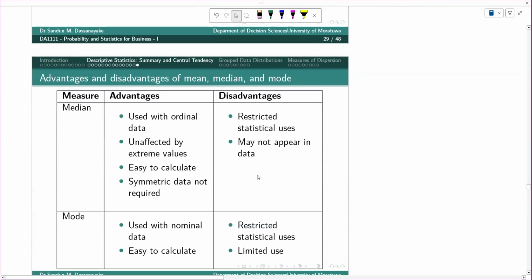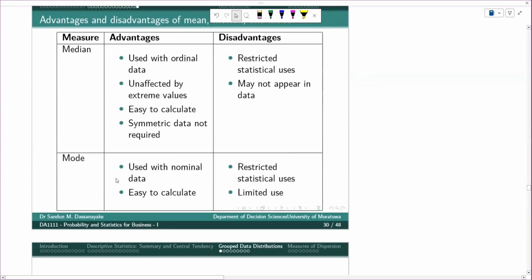Now, again, the measure is median and mode. If you are looking at the advantages, the median can be used with ordinal data. Ordinal data in the sense that you have some ranking system. Then it is unaffected by extreme values, and the median is inside the values. So it's easy to calculate, and symmetric data is not required. It has restricted statistical uses and may not appear in data.